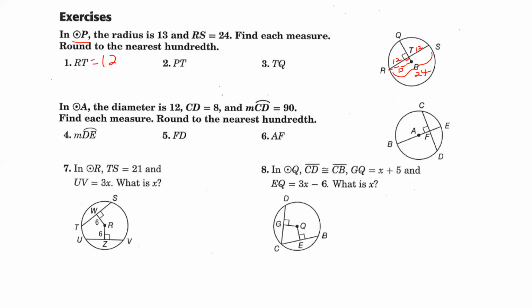Because now we have blank, 12, 13. We could use the Pythagorean theorem. Or I should know that that missing piece is 5, because that's my 5, 12, 13, one of my triples. So now I know that that piece is 5. That was PT. This one, QT, I know the whole line from Q to P was 13. So 13 minus 5 leaves QT as 8.